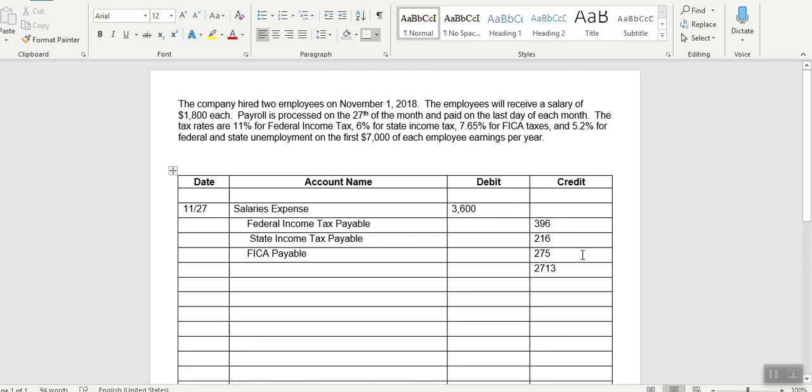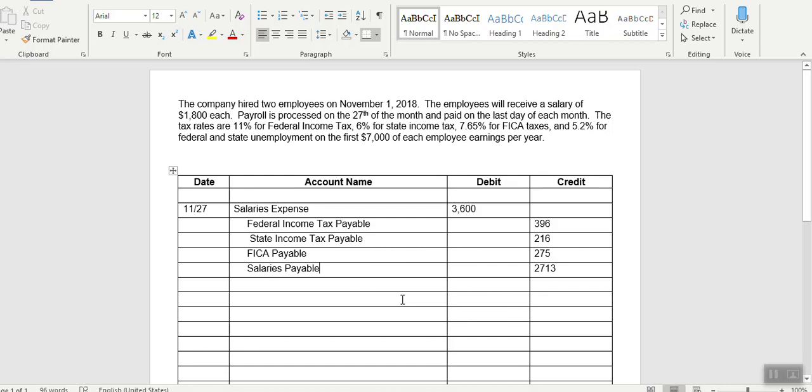So I'm just going to add those up again and make sure I didn't have any math errors. All right, so now we're in balance. We've got debits equals total credits. That net pay is money that you owe your employees. So those are salaries payable or wages payable, some kind of payroll payable, something like that. So that's the first entry you're going to do.